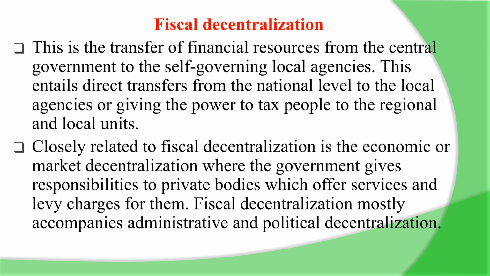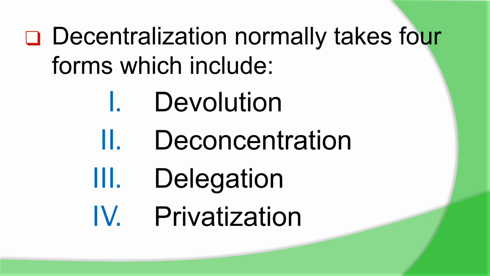Fiscal decentralization involves transferring financial resources from the central government to local agencies, allowing for direct transfers or the power to tax. Closely related is economic or market decentralization, where the government assigns responsibilities to private bodies for service provision and charging. Decentralization typically takes four forms: devolution, which is the transfer of responsibilities to local governments; deconcentration, delegation, and privatization.